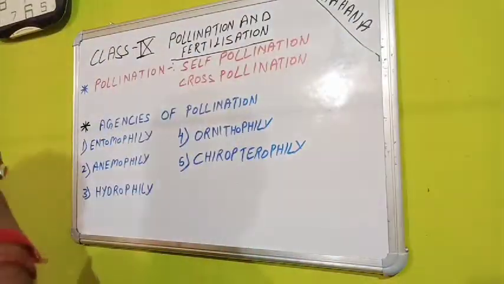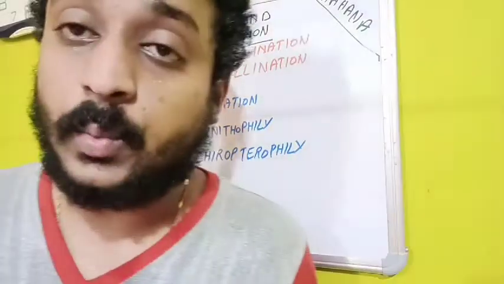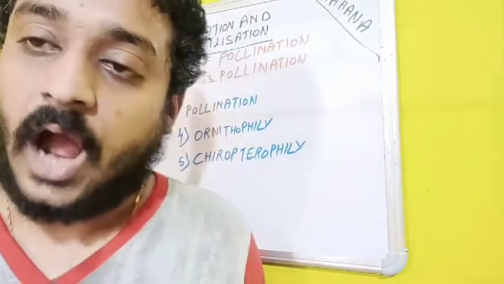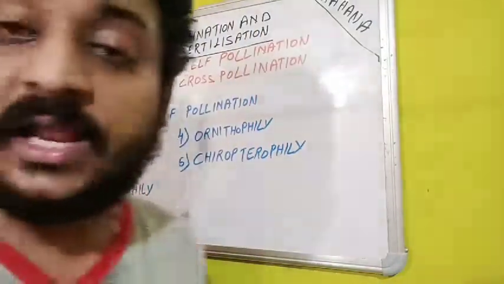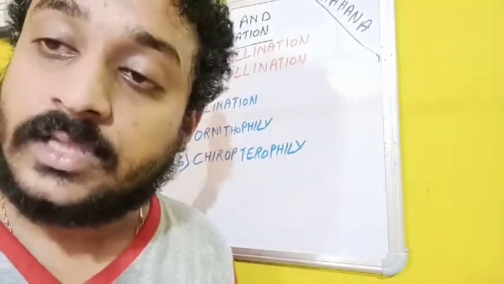Now the next one is hydrophily. Here, what is the requirement? Hydrophily means water pollination. Examples of entomophily, insect pollination, are jasmine and sunflower.